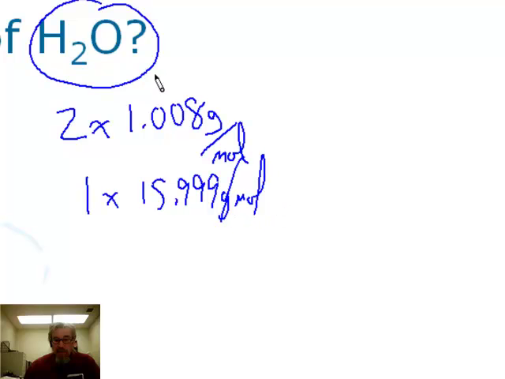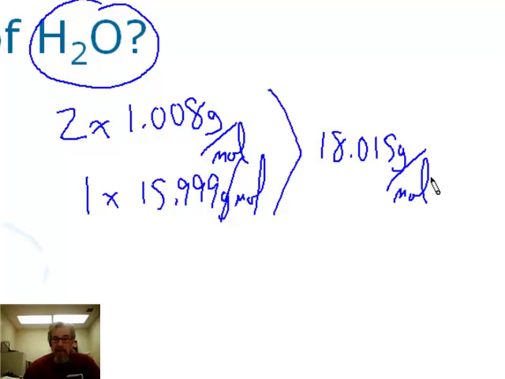If you're having trouble wondering where these numbers are coming from, just get your periodic table out and have that handy so you can look these up. Hydrogen, you'll find 1.008. Oxygen, you'll find 15.999. If I add 2 hydrogen weights and an oxygen weight, I will find out that a mole of water would weigh 18.015 grams. That's the molar mass of water.